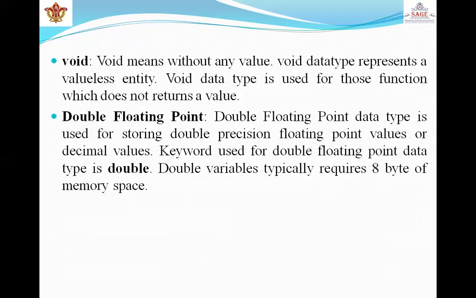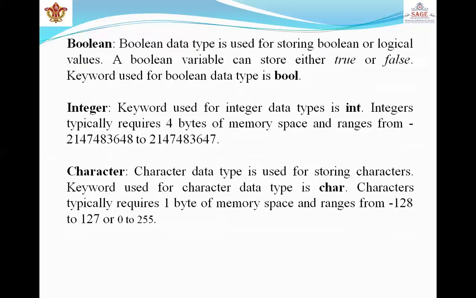Void means without any value. The void data type represents a valueless entity. It is used for those functions which do not return a value. The double floating point data type is used for storing double precision floating point values or decimal values. The keyword used for it is double. It typically requires 8 bytes of memory space.